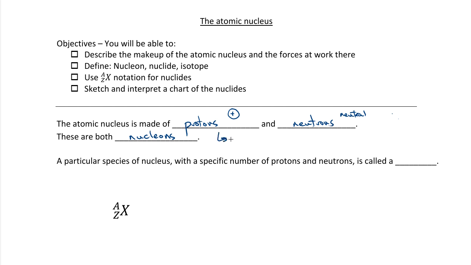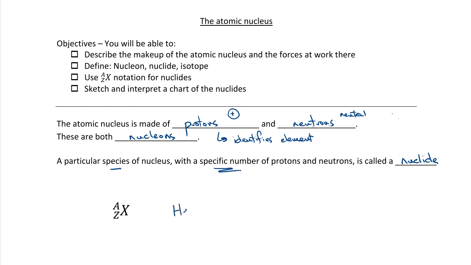Now, the number of protons in a nucleus identifies the element. If you have 6 protons, that means that you are a carbon. You can have different numbers of neutrons, however, and still be the same element. Those are called isotopes, and we'll talk about those in a moment. A particular species of nucleus with a specific number of protons and neutrons is called a nuclide, and we can identify nuclides, species of nucleus, by writing them in this kind of fashion.